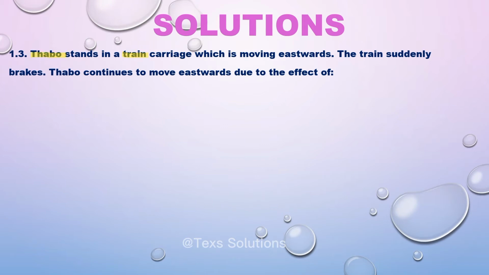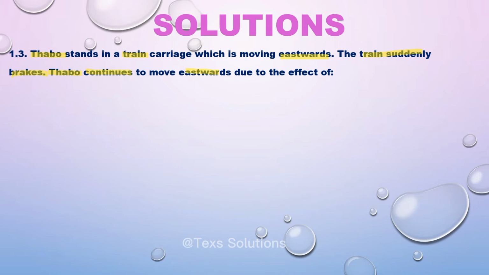Right, so there are 2 objects. There's Tabo and a train, and they are both moving eastwards. The train suddenly brakes. If the train suddenly brakes, that means the train is going to stop. Tabo continues to move eastwards. So we have 2 objects, Tabo and a train. The train stops, but Tabo continues to move eastwards.